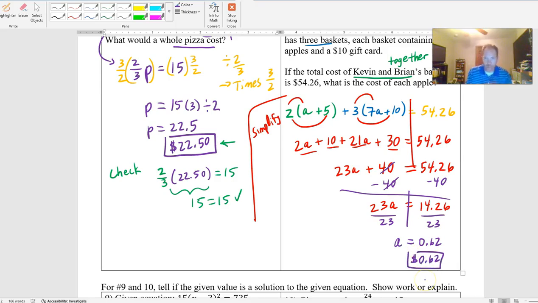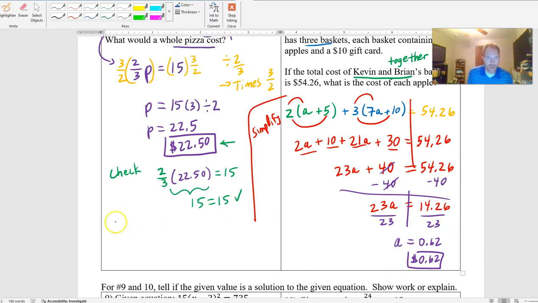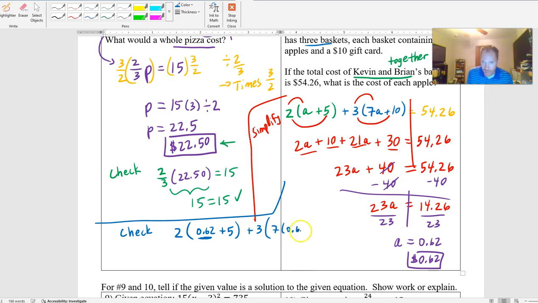So again, I'll do the check step here. Should have done that before I box in my answers. But let's see here. So that's going to be, this one I might write out or at least a little bit here. So going into the other one. So our check step here. So Kevin's getting 2 baskets. Each basket has an apple, which is worth 62 cents for our apple there, plus the $5 gift card. Plus Brian's got 3 baskets. Each basket has 7 apples. So 7 apples times 62 cents per apple. And we're adding $10 in each of those baskets. And we're supposed to get $54.26 when we do that. So I'm going to do a bunch of this work on the calculator here.